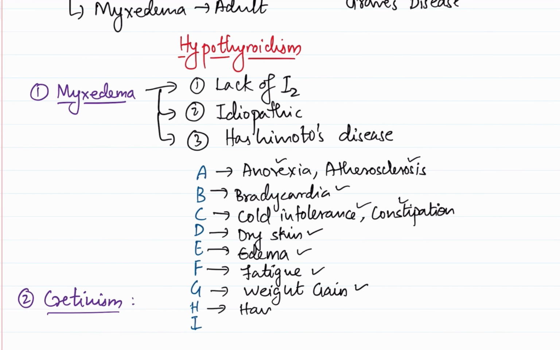And then there is hair loss. And finally, the reproductive system is affected. It could lead to infertility and abnormal uterine bleeding. So those are the features of myxedema.